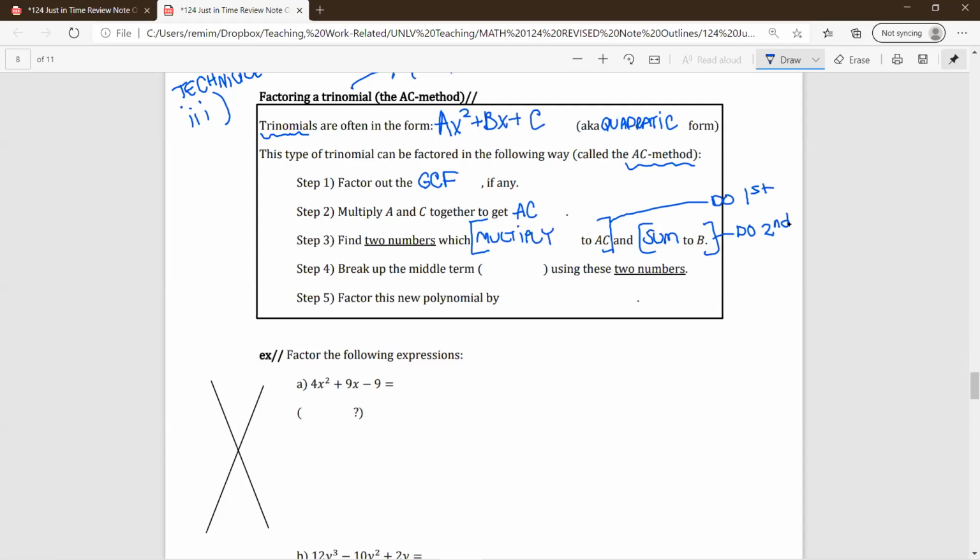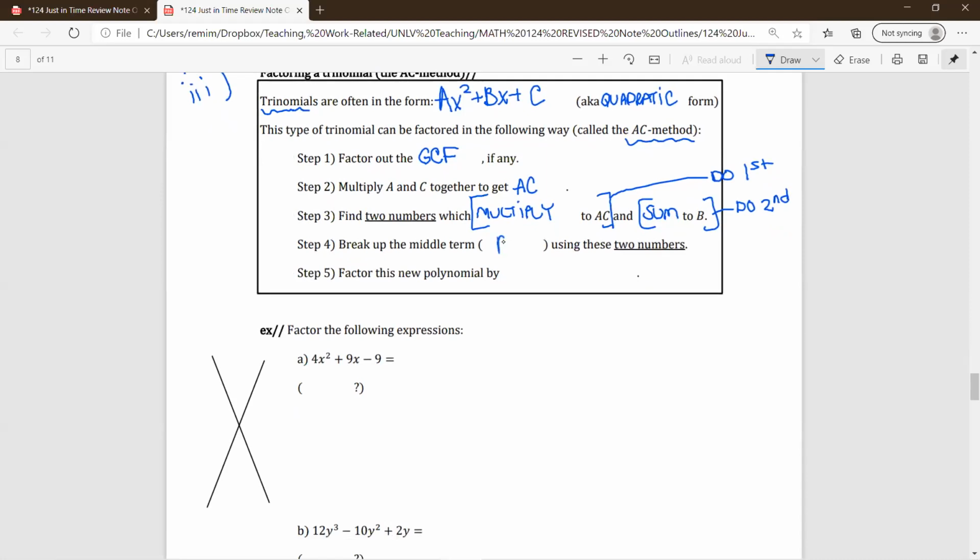So you're going to find two numbers that when you multiply them together, you're going to get AC, and then when you add them together, you're going to get B. Once you find those two numbers, move on to step 4.